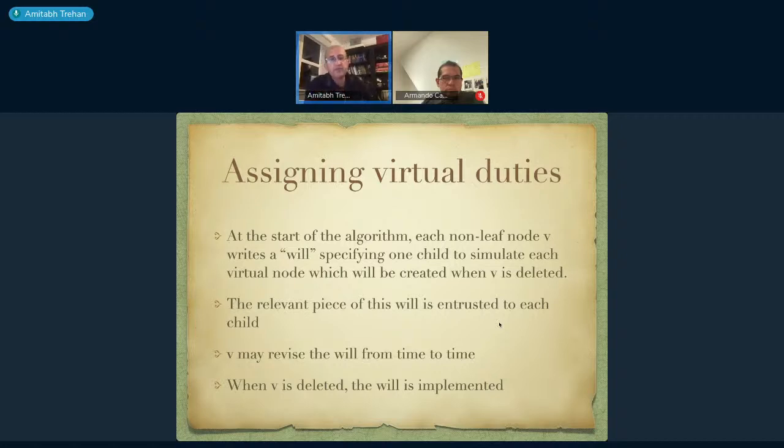Why? Because what we do is we say that every non-leaf node is going to create a will. Now this will is this balanced binary tree which will replace the deleted node, right? And this will actually have the details of which virtual node you are going to simulate. So the whole idea is you do some preparation in advance.